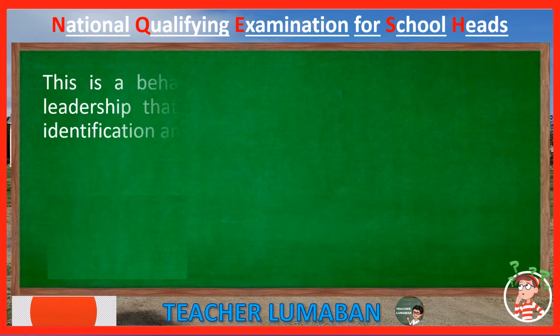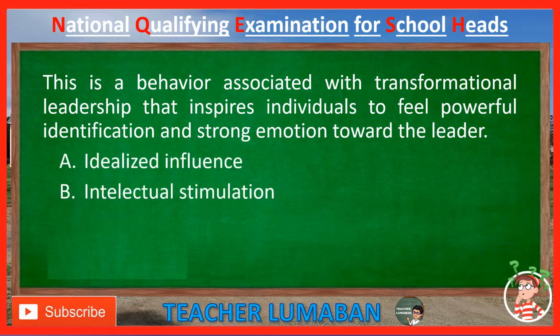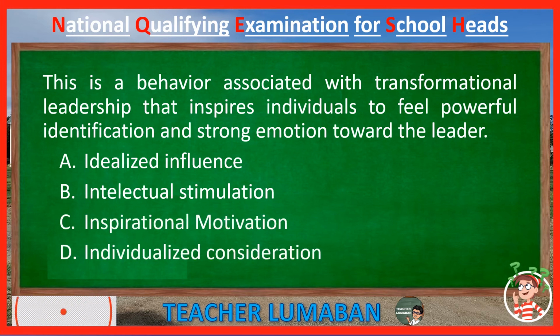This is a behavior associated with transformational leadership that inspires individuals to feel powerful identification and strong emotion toward the leader. Letter A, idealized influence. Letter B, intellectual stimulation. Letter C, inspirational motivation. Letter D, individualized consideration. Choose the suitable answer based on the given choices in 5 seconds.